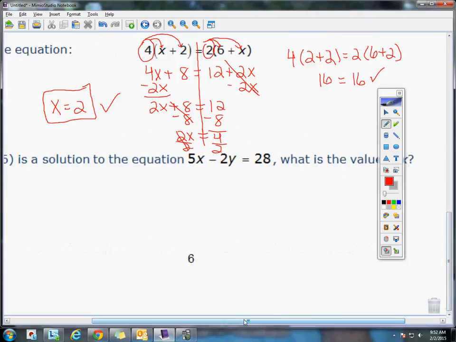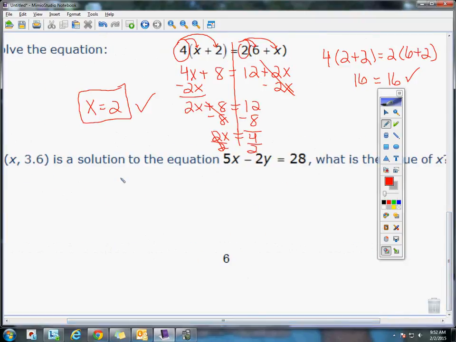Alright, last one. It says if x comma 3.6 is a solution to the equation 5x minus 2y equals 28, what is the value of x? Make sure you label x and y. The biggest mistake my kids made on the last quiz was they didn't label and they plugged it into the wrong thing. So we know y is 3.6. We have 5 times x minus 2 times my y, which is 3.6, is equal to 28.